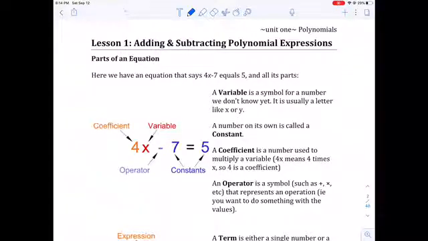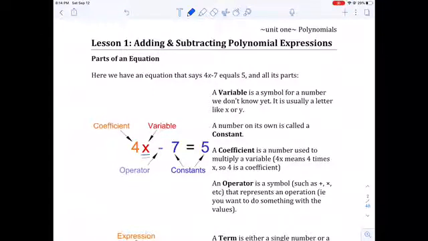Here we have an equation that says 4x minus 7 equals 5, right down here. Let's just look at the parts. I want to make sure that we're using the correct terminology, and I just want to review that terminology with you. A variable is a symbol for a number we don't know yet. It is usually a letter like x or y.